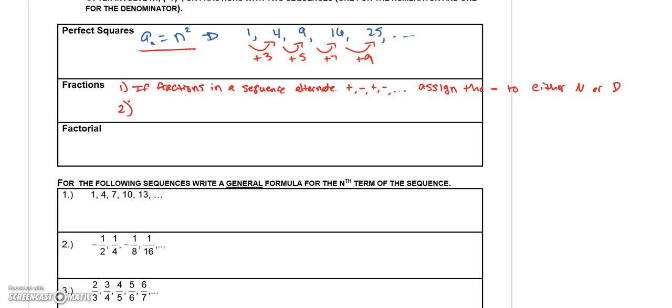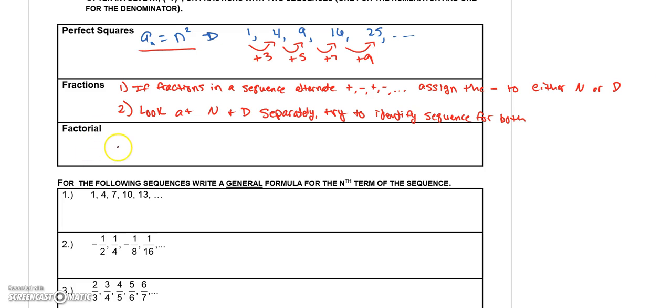Second thing is look at the numerator and denominator separately and try to identify a sequence for both of them individually. So maybe there's not one rule that defines your sequence, but maybe it's one rule for the numerator and one rule for the denominator, and I'll show you how we can put those together.